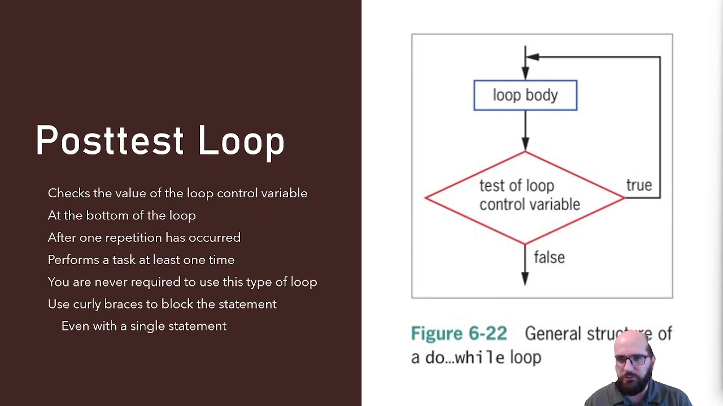In a do while loop, you have to use curly braces around the statements you want it to run, and it runs the test after one repetition has occurred. It performs a task at least one time. You're never required to use this loop. You can always use a while loop, but you always have to use curly braces once again to fix that loop properly. We'll jump into the code right now to look at a way we can restructure a previous set of code with a do while loop.